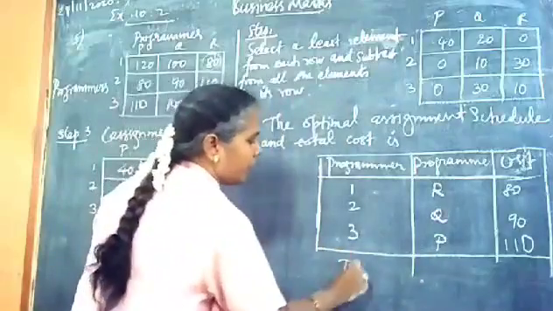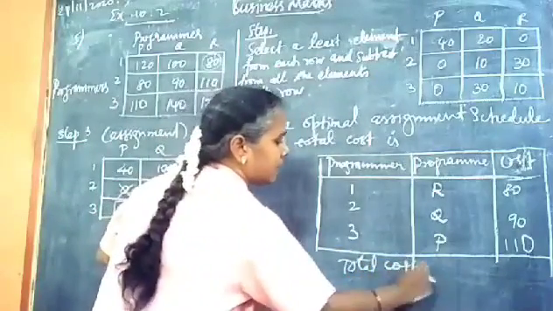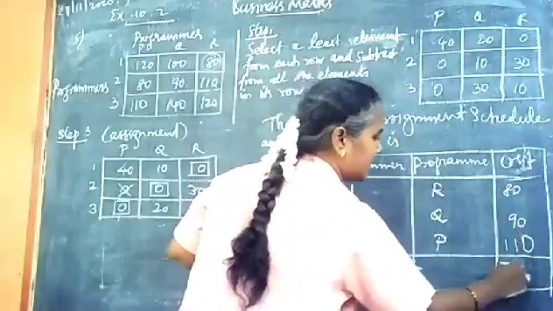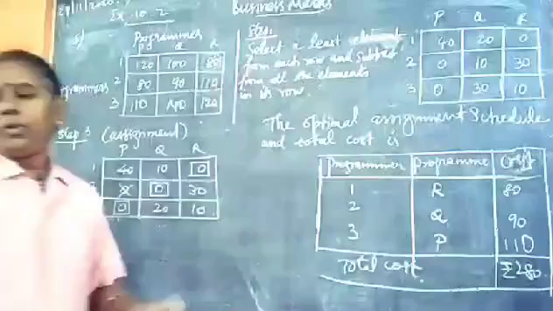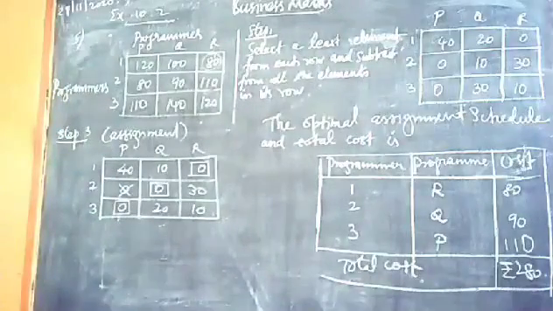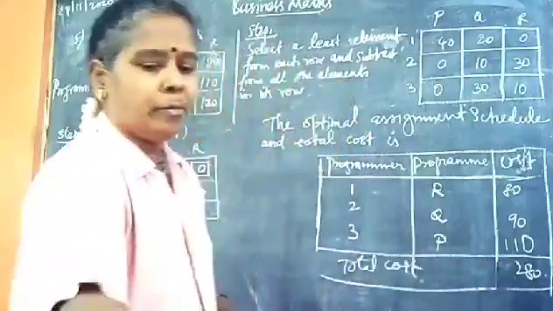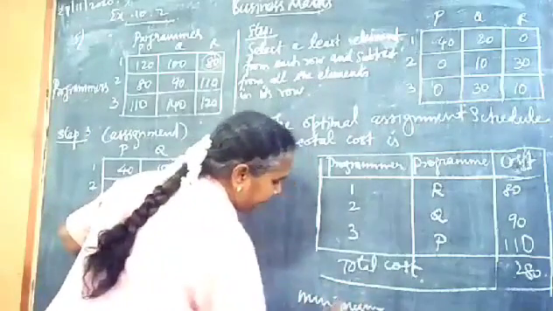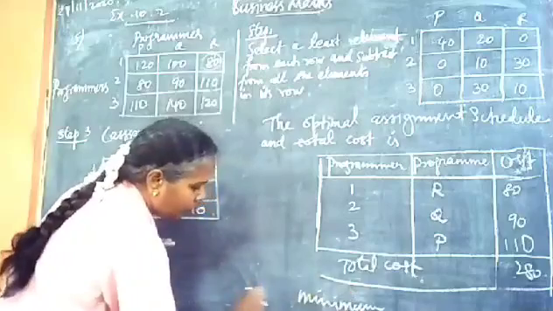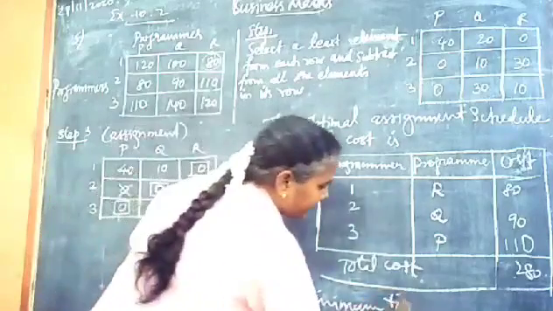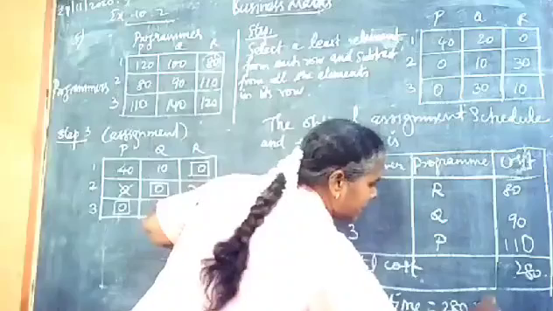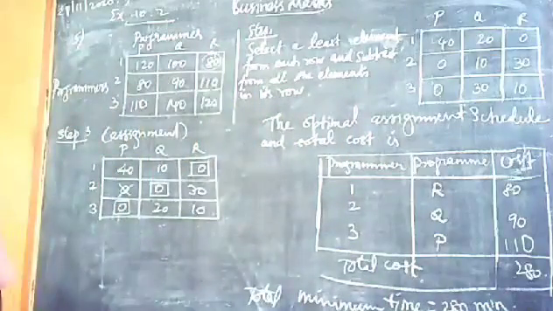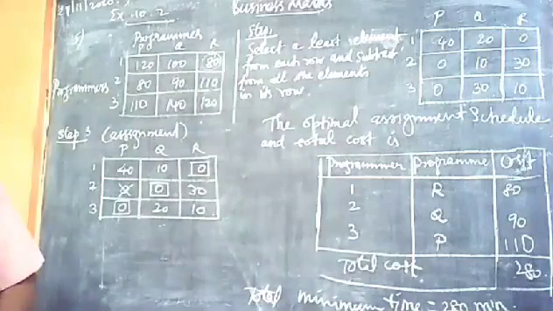Now we are going to give the total cost. Find the total. 280 is the answer. Minimum time to program: total minimum time is equal to 280 minutes. Our question is related to minutes, so we give the answer along with the unit, minutes. Is it clear, everybody?